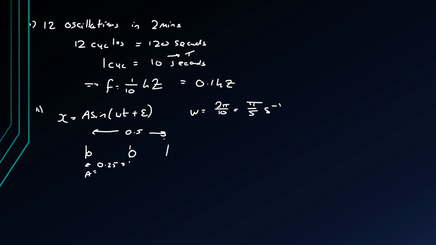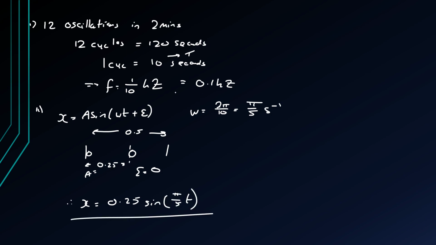And if it starts at the origin, it would have started at its equilibrium position, which means that epsilon is 0. So filling everything in, we get x is 0.25 sine of pi over 5 t. And that is an expression for the object's position over time.